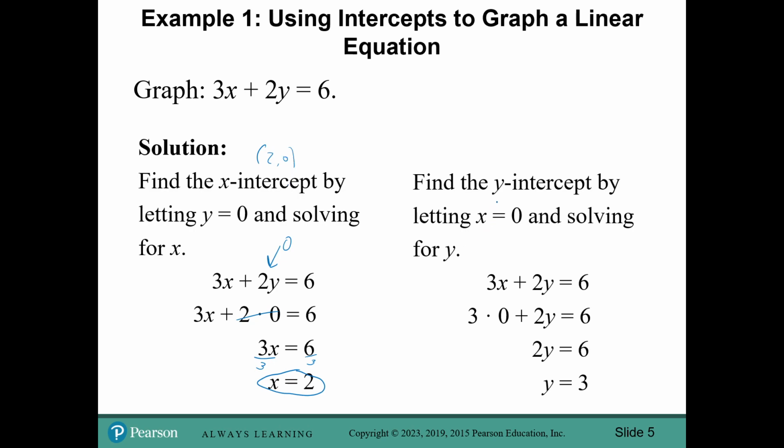Now let's find this y-intercept by letting x equal 0. So we're going to let this be 0 to find our y-intercept. Now we're going to solve for y. So we have 3 times 0. 3 times 0 is 0, so that cancels itself out. 2y equals 6. So now I just need to solve for y. I'm going to divide by 2. 6 divided by 2 is 3. So I have my y-intercept. y equals 3. That'll be the point 0, 3.